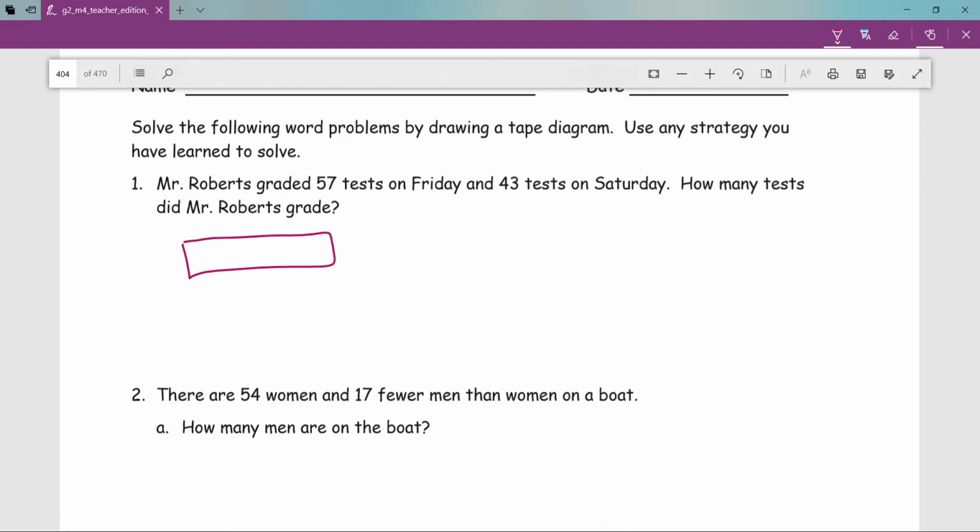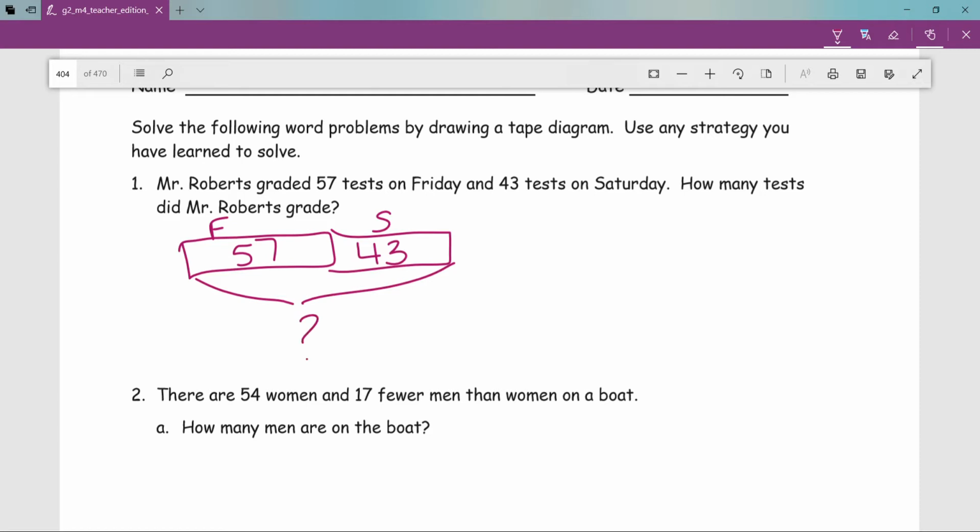To show that there were 57 tests on Friday. And I'm going to put with that there were 43 tests on Saturday. And I want to find the total of tests.